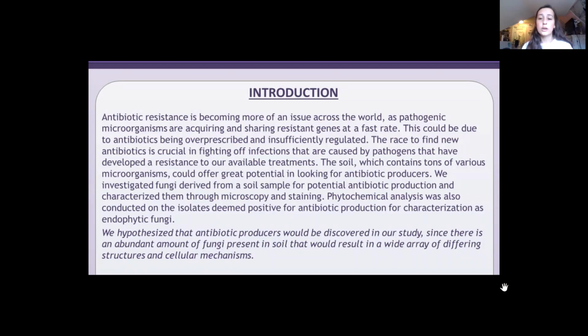In our study, fungi was derived from a soil sample and tested for potential antibiotic production. Antibiotics commonly come from fungi and bacteria present in the soil. We also characterize them through microscopy, staining, and phytochemical analysis. We hypothesized that antibiotic producers would be discovered in our study, as there is an abundant amount of fungi present in the soil, which would result in a wide array of differing cellular mechanisms.